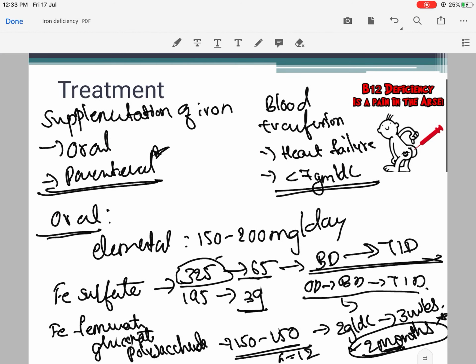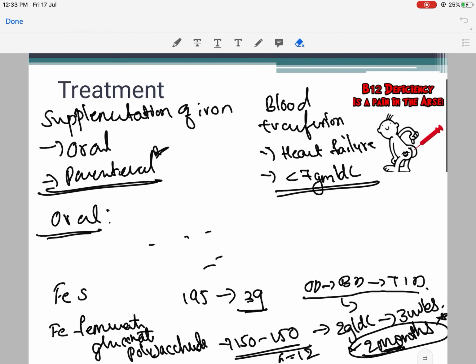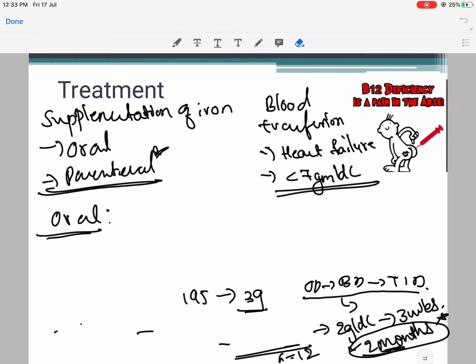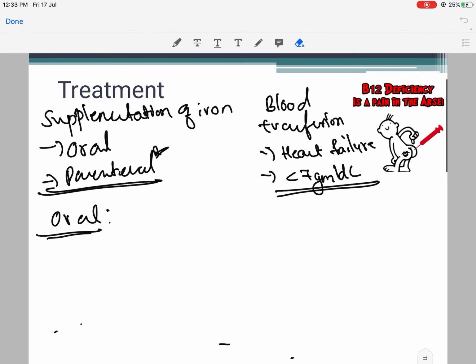Now coming to parenteral treatment. The drugs we use are iron dextran, iron sucrose, or iron carboxymaltose. Now iron carboxymaltose is a very good drug because you can give it in a single dose. No multiple sessions are required. Very few side effects, and it is proven to be beneficial, especially in patients with low ejection fraction heart failure. A brand name which is commonly used is Ferinject.